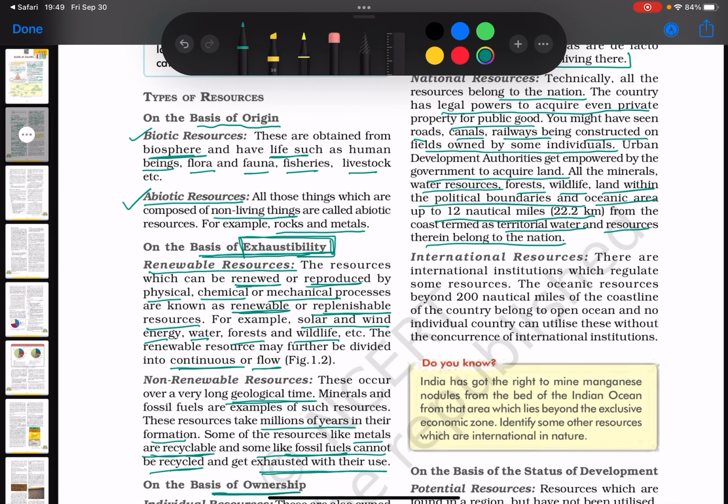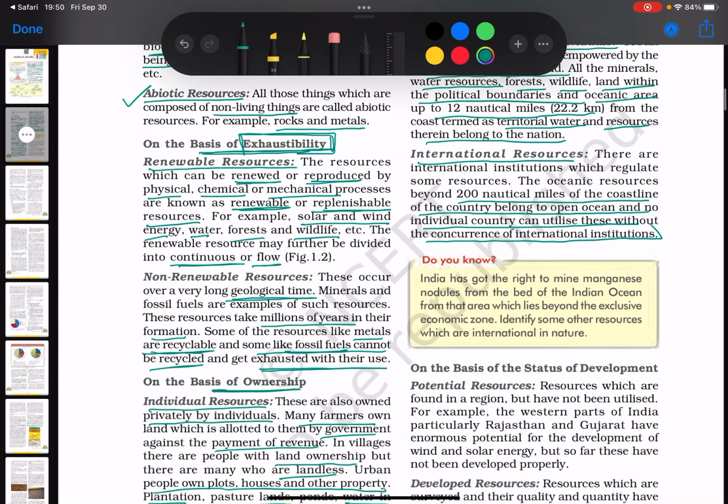Then you have another category of resources on the basis of ownership that are known as international resources. These are regulated by international institutions. The oceanic resources beyond 200 nautical miles of the coastline of a country belong to the open ocean, and no individual country can utilize these without the concurrence of the international institutions.